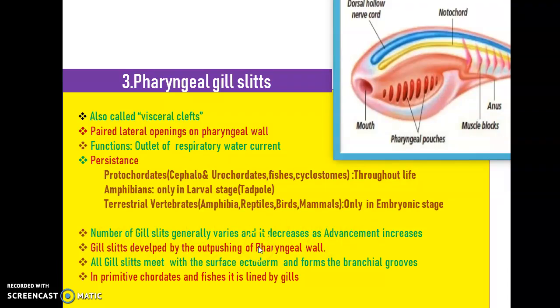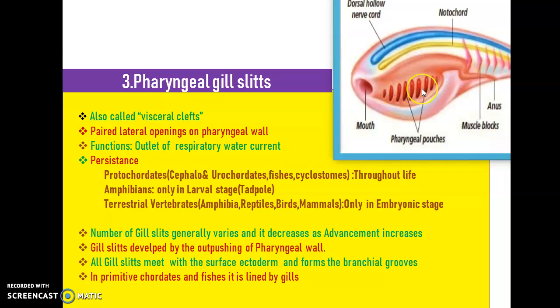And they are generally developed by means of the outpushing of the pharyngeal wall, and these gill slits will meet with the surface ectoderm and form the pharyngeal pouch. How are they formed? This pharyngeal pouch is formed by the union of these pharyngeal gill slits with the outer surface of ectoderm. Okay, this is found on the pharyngeal wall.